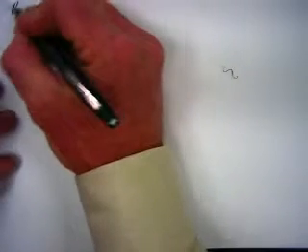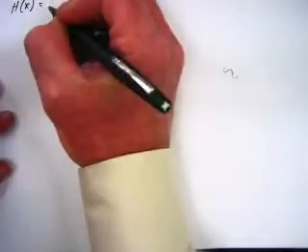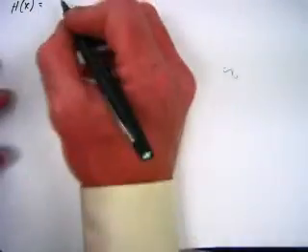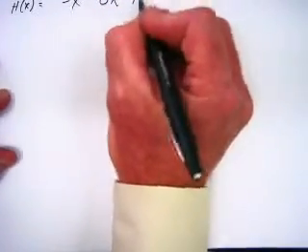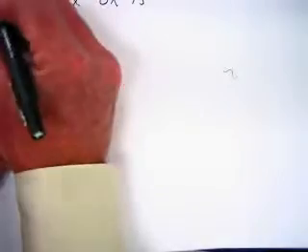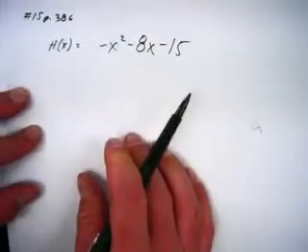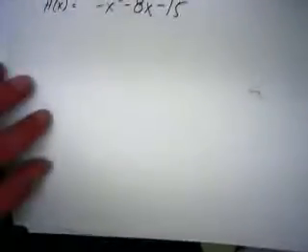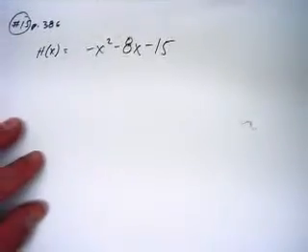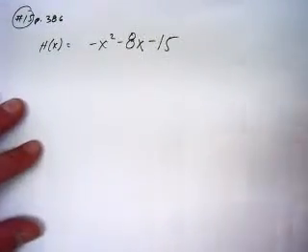Let's do number 15. So we have h of x equals negative x squared minus 8x minus 15. This is number 15 on page 386. So they want us to graph that.